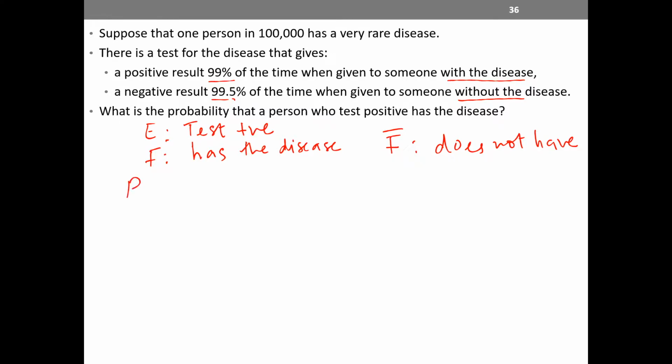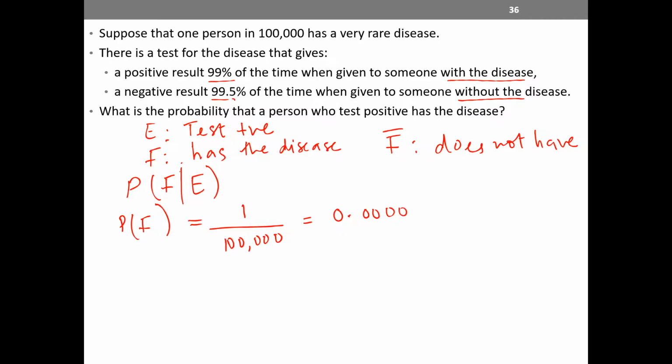So we are interested in the probability that a person who tests positive has the disease. I was writing it the other way, but it's actually the probability of F given E, given that the person tested positive. So this is what we have to find out. Again, Bayes' theorem. Can we find the probability of F? Well, it's given: 1 out of 100,000, which is really small, 0.00001.